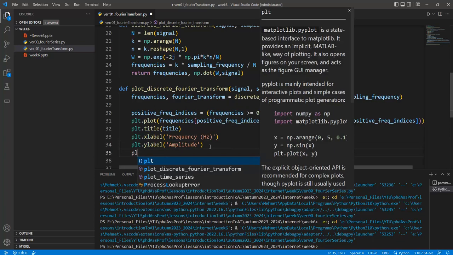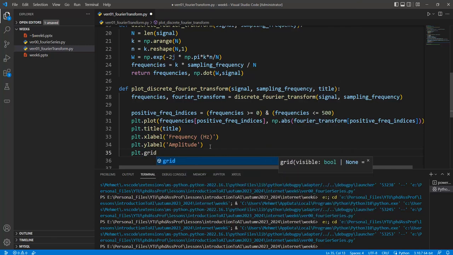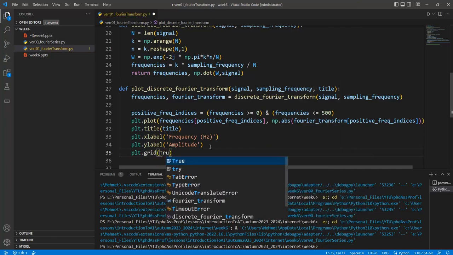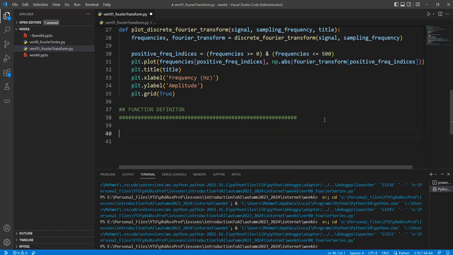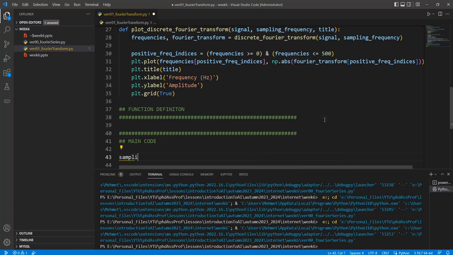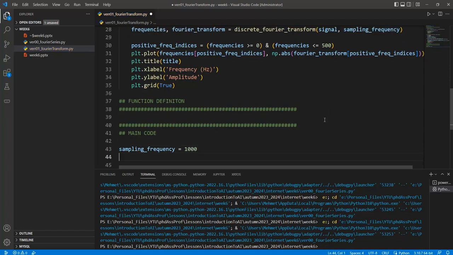And also PLT grid must be given. And then the main code starts in here. Main code. So the sampling frequency can be assigned to 1000 hertz.